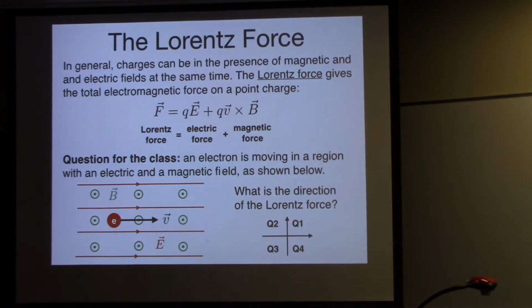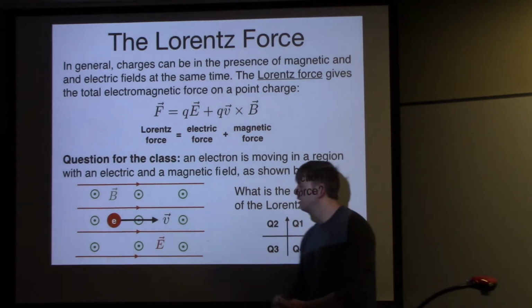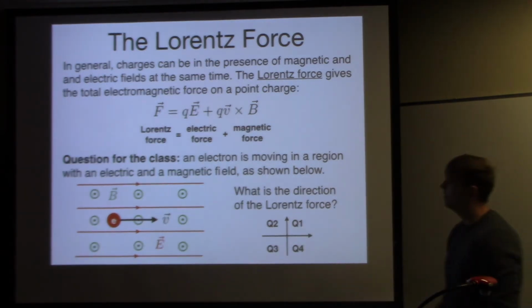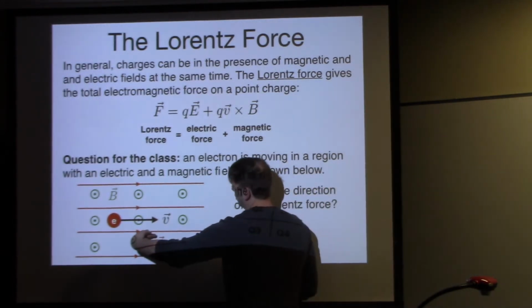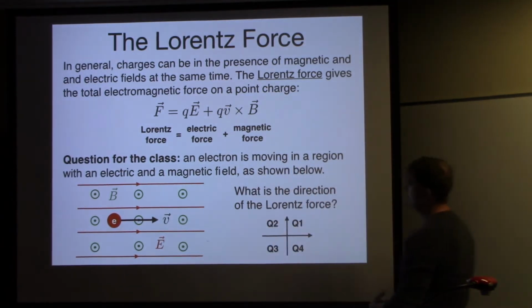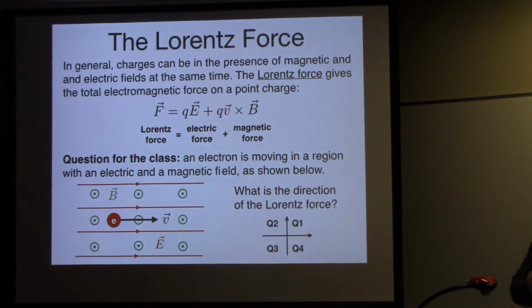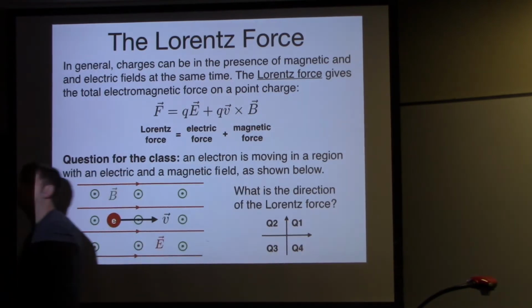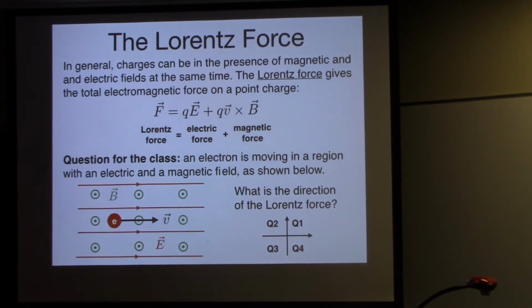Okay, so with that said, let's take a look at this. We have an electron moving in a region with an electric and a magnetic field as shown below. What do we know about the magnetic field? That's B coming out of the page. What do we know about the electric field? That's E, shown in red, going to the right like this. The question here is, what is the direction of the Lorentz force? For this one, let's just do it right here on the slide. Everything we need to know about the Lorentz force, we can sort of work out conceptually. So let's take this in pieces.